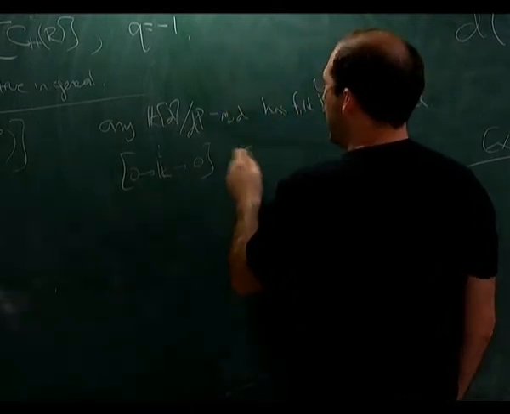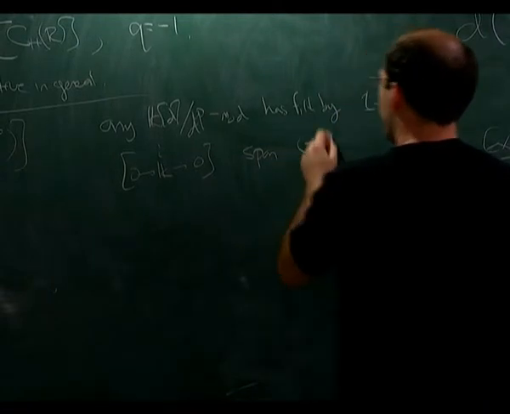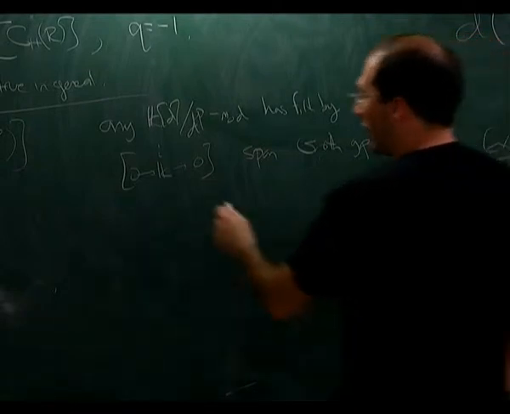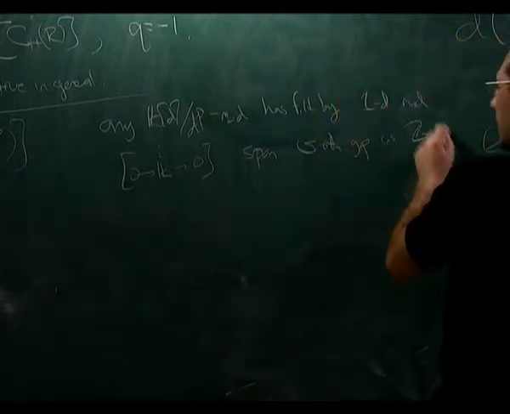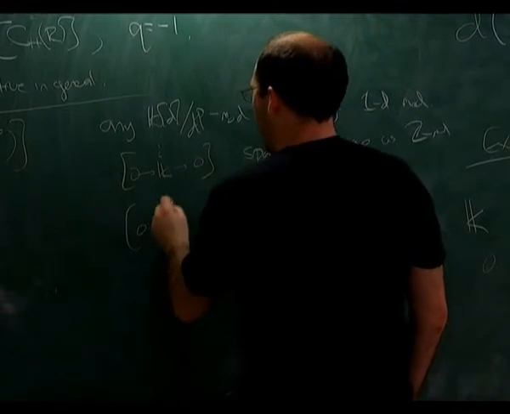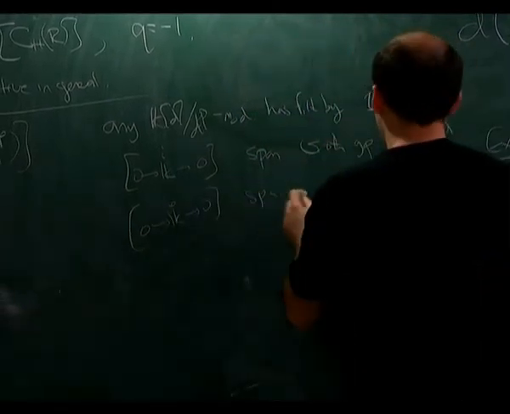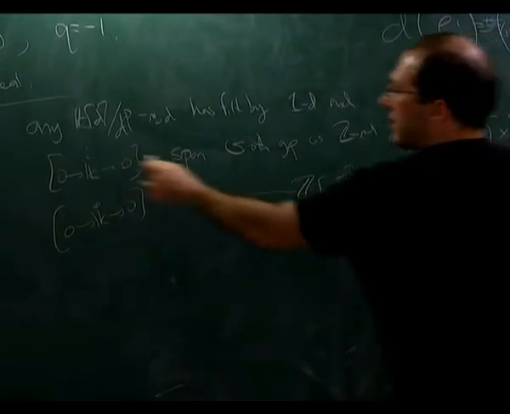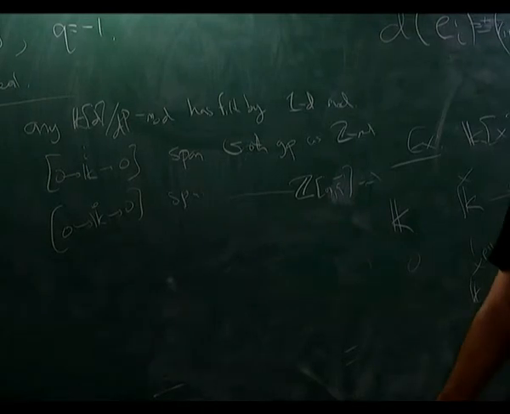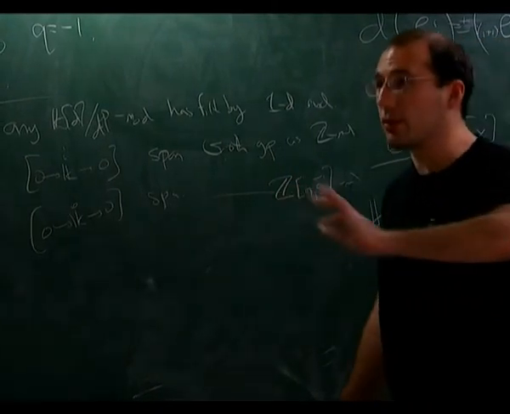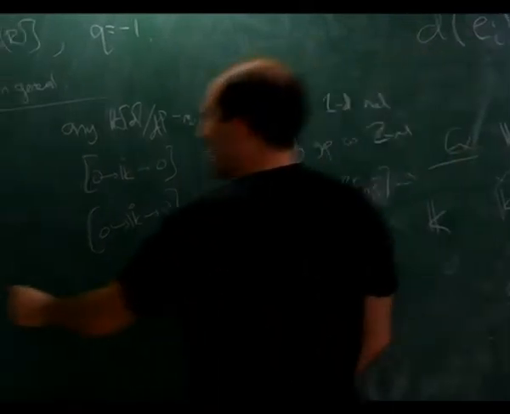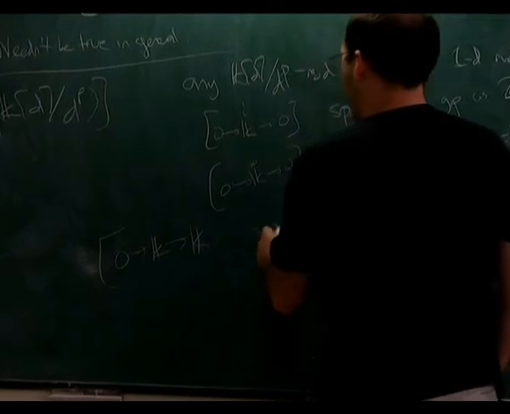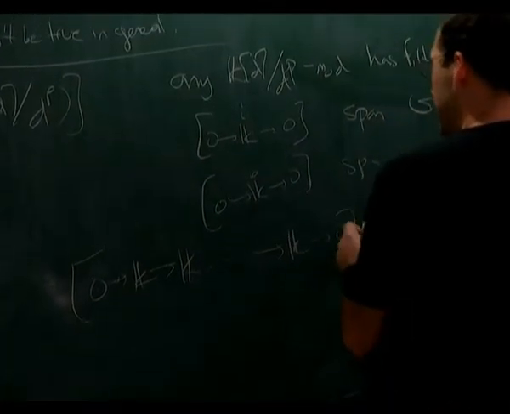These things span the Grothendieck group. So in fact, as a Z-module, just k in degree 0 spans as a Z[q, q^-1]-module, since this thing is q to the i times that. But there's a relation. And the relation is that the class of this contractible complex is 0.